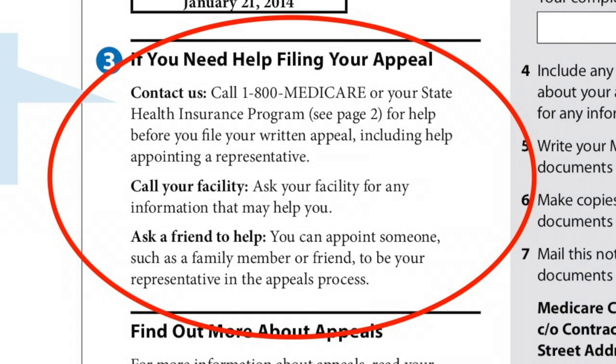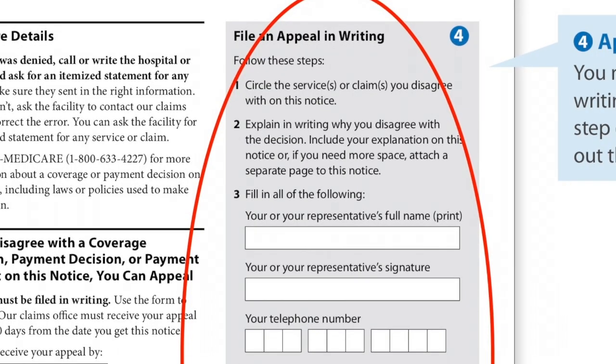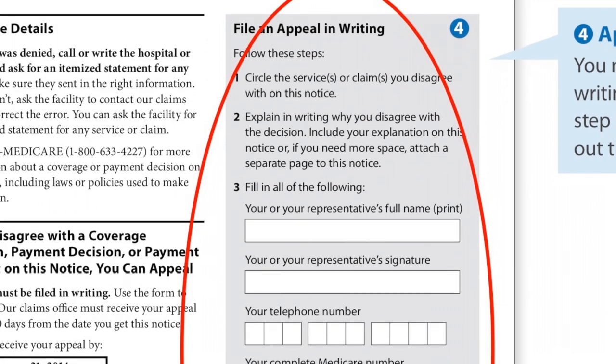Under that is whom to contact should you need assistance in filing your appeal. And again, we encourage you to contact a knowledgeable insurance agent or broker to help with this as one of the people you can contact. Lastly, on the right-hand column is the appeal form. It lists the steps to take to go about filing the appeal.